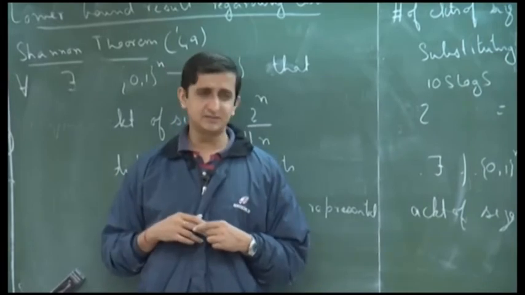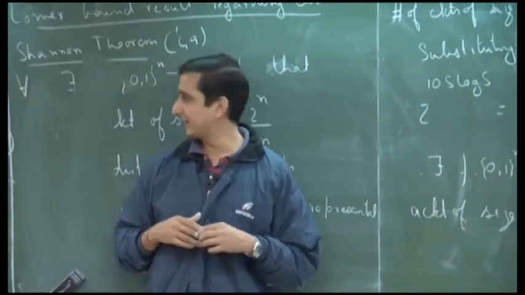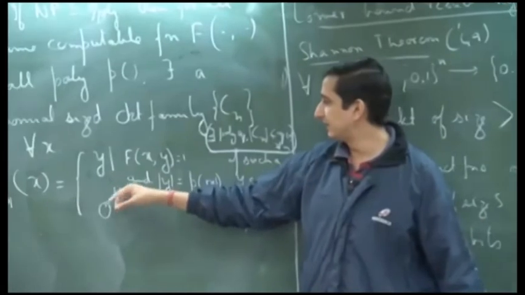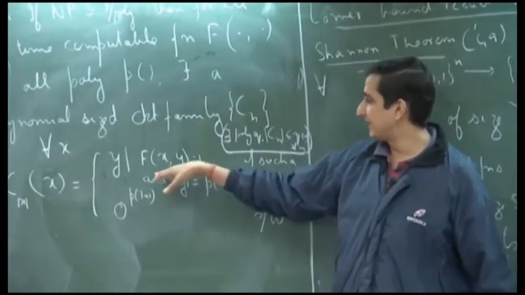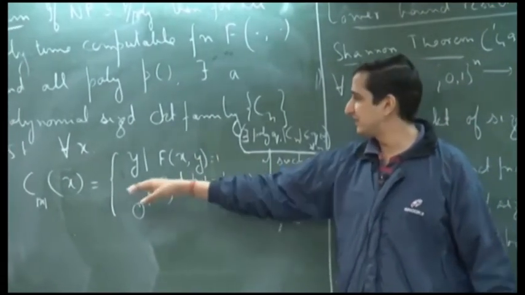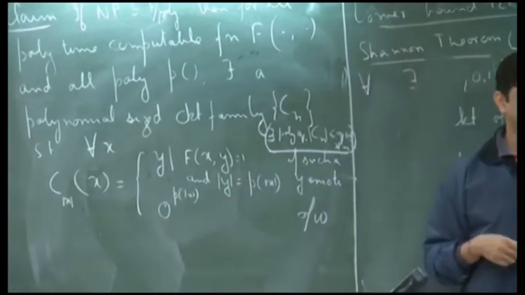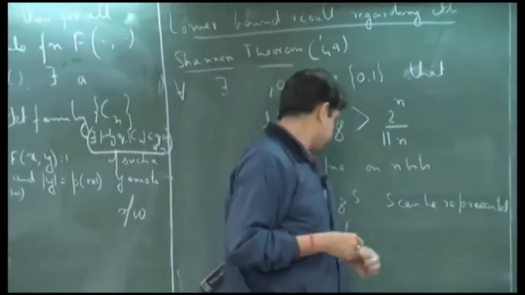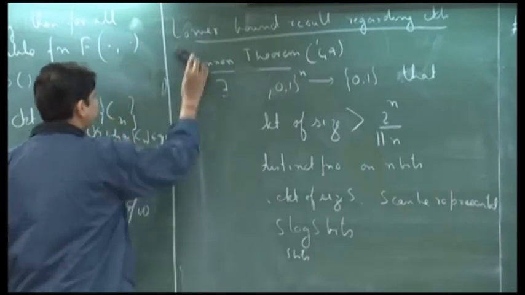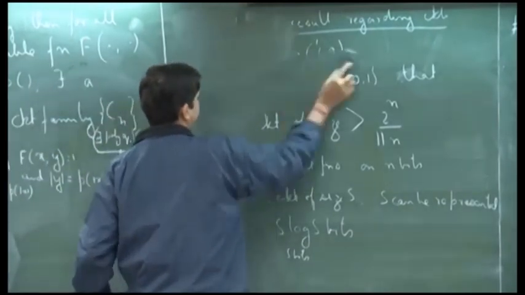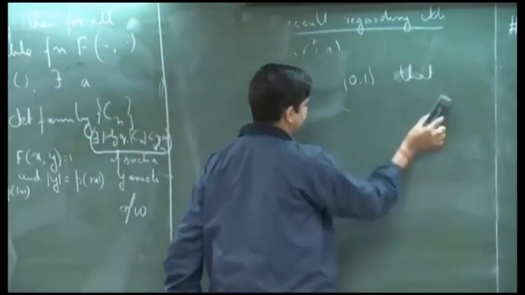It will just output some y. There can be many y's such that y has length p of x and f of x y is equal to 1, in which case it will just output one such y. So this is not very difficult. Let us see how this happens.